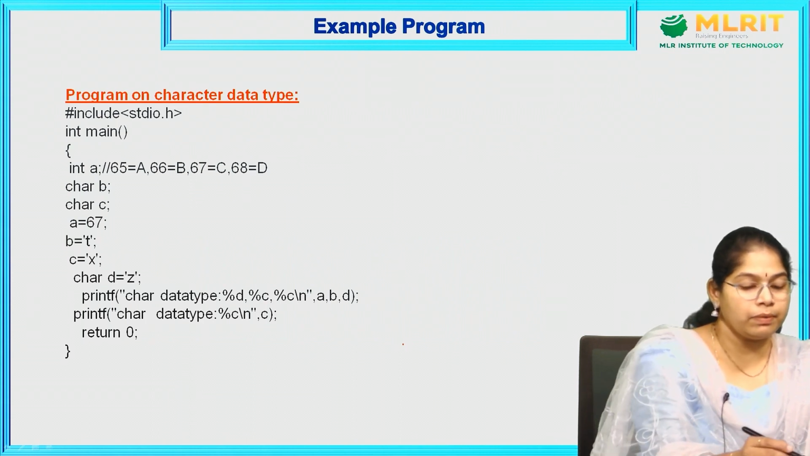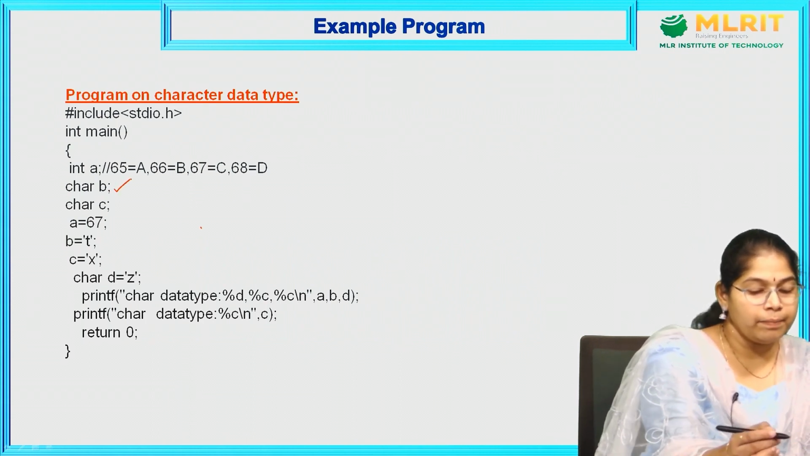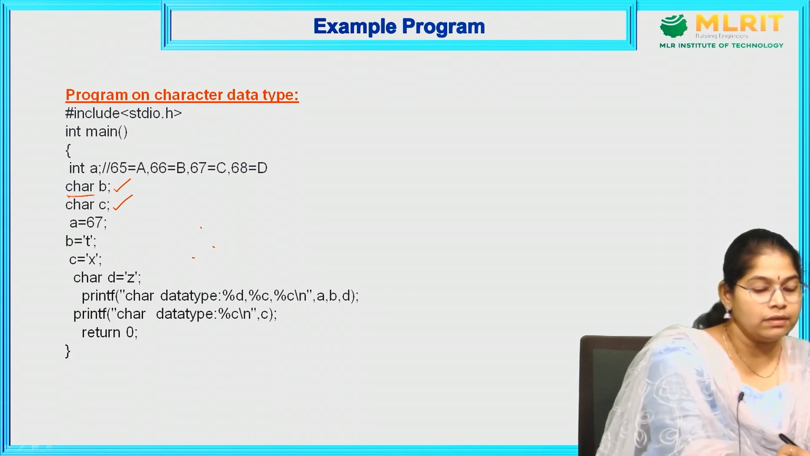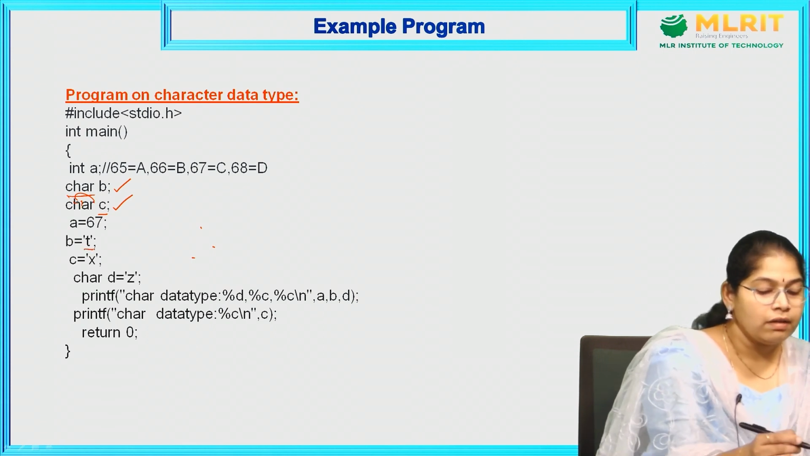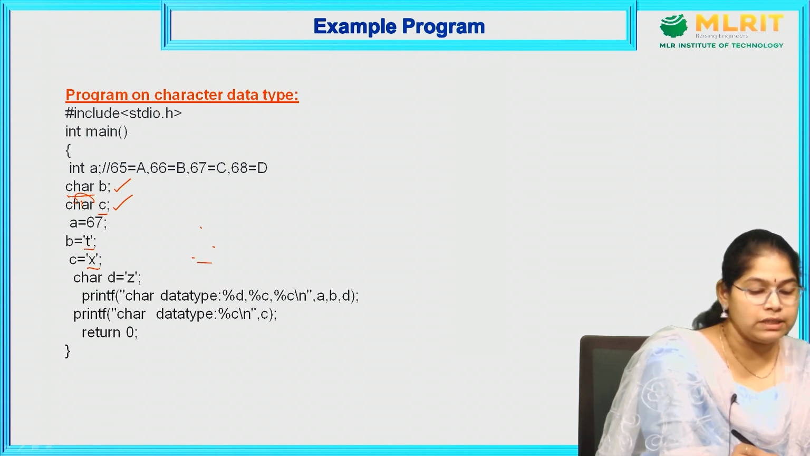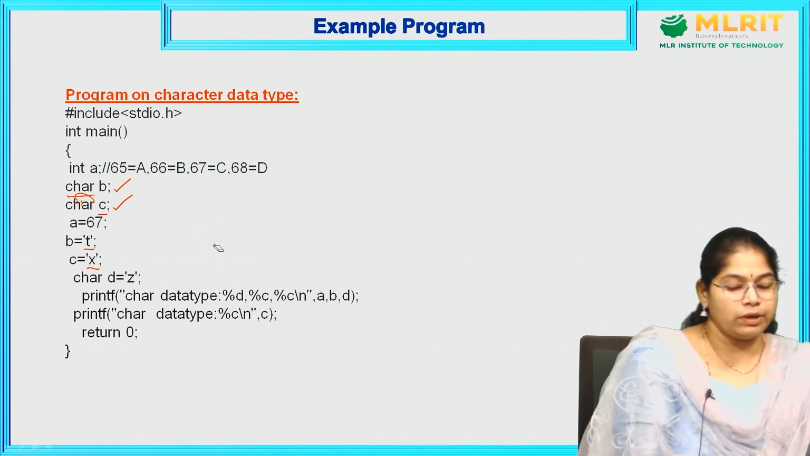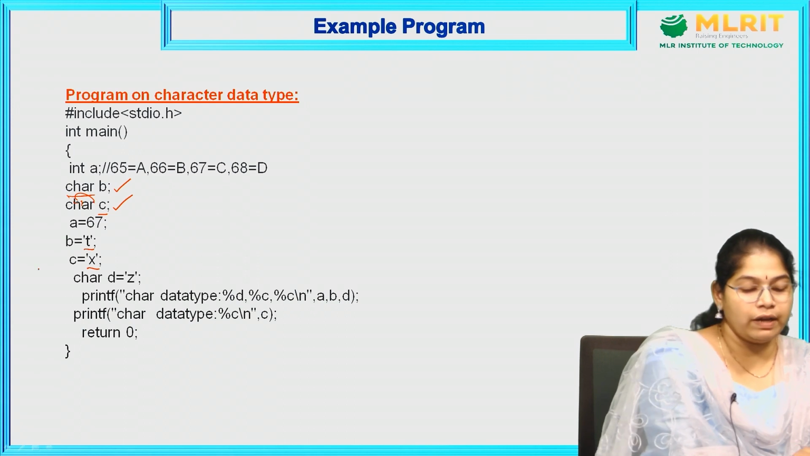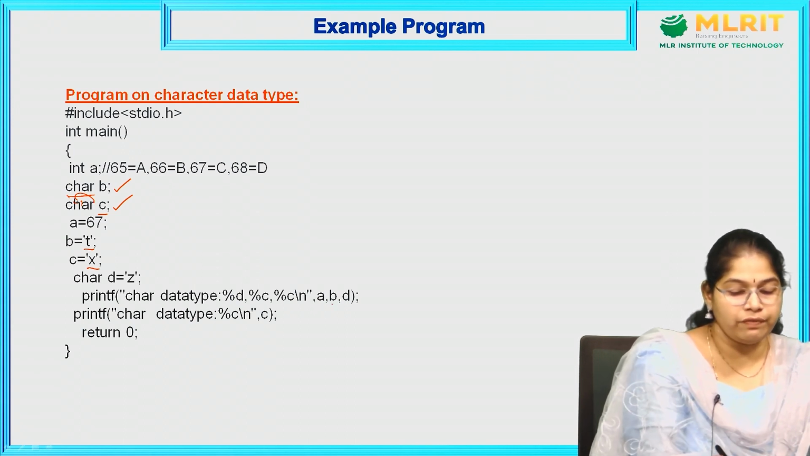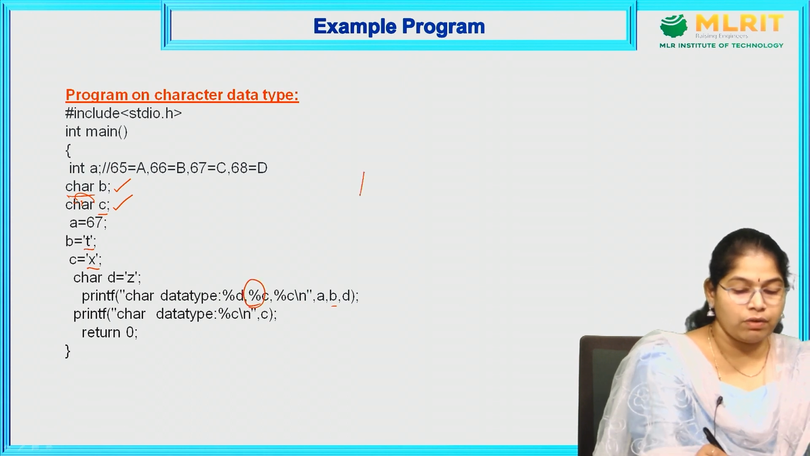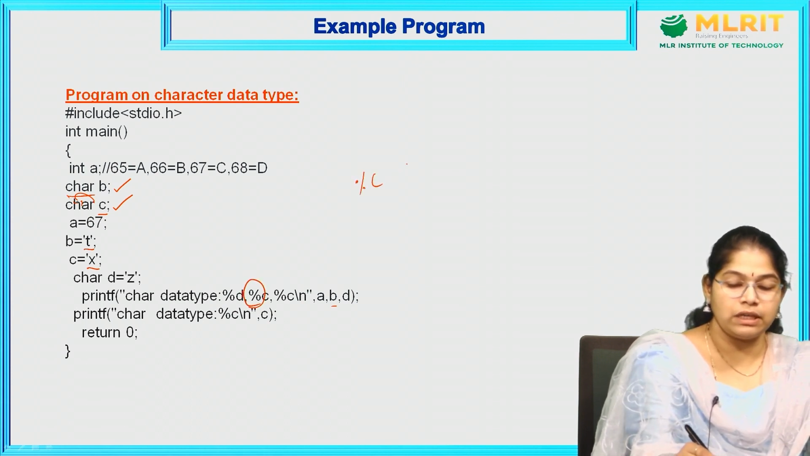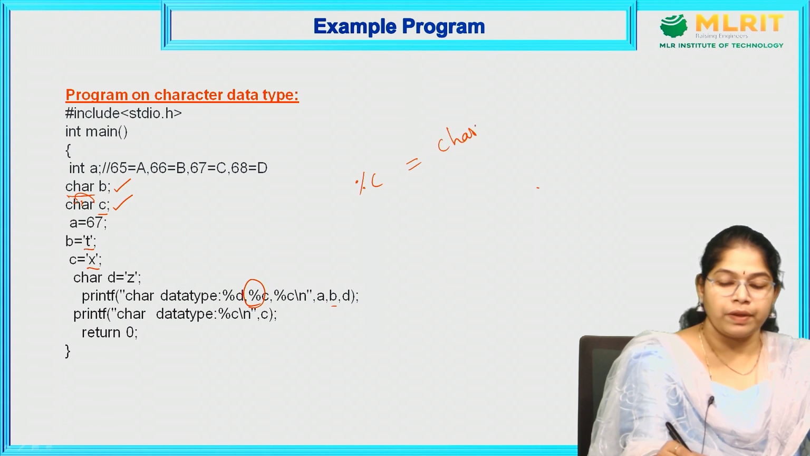Then a sample program. Here I declared character B, which is a variable of type character. C is a variable which is of type character. Here I assigned a value to that variable, T, which is a character type, so that must be enclosed in single quotations. If I want to print the value which I assigned to the variable B, then I have to use a format specifier called %c, because %c represents the data type character.